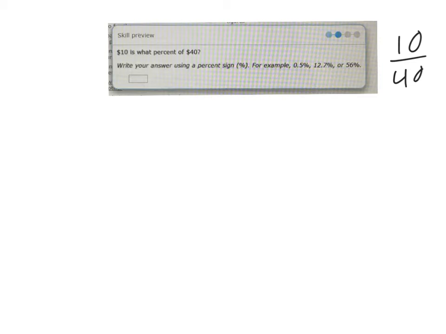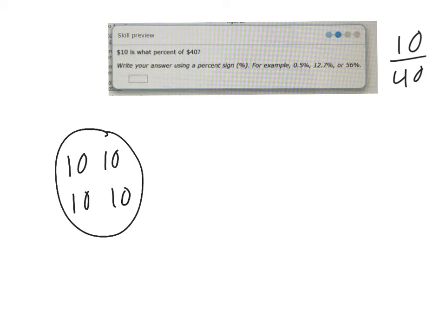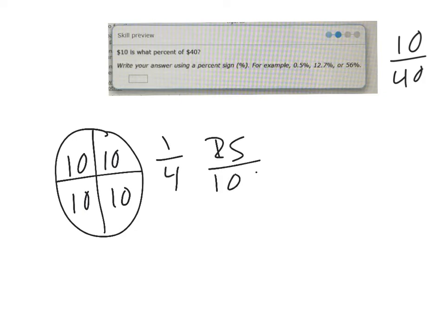First, my thought is I recognize that 10 is a quarter of 40. Like what I mean is if I think of 40 as my whole, I'd have 10, 10, 10, and 10. So I can immediately tell you, okay, that's like a quarter, which is also 25 out of 100. So that's going to be 25%.